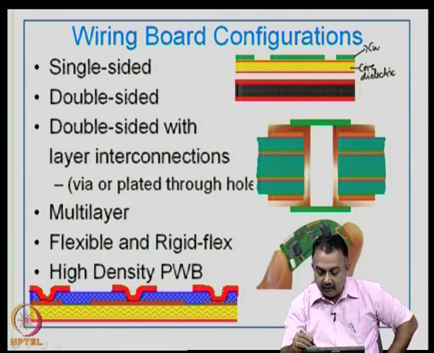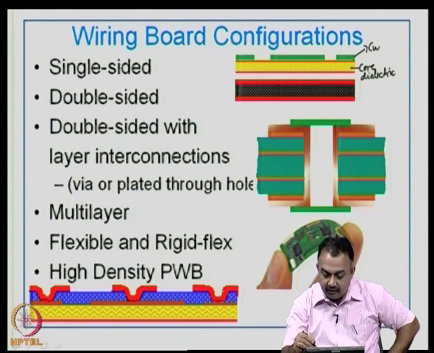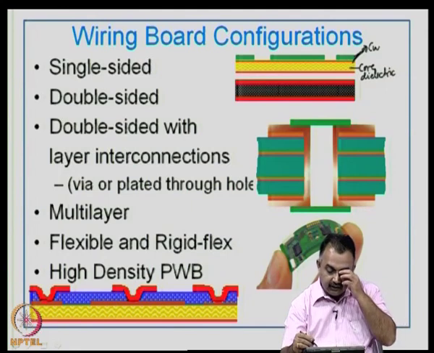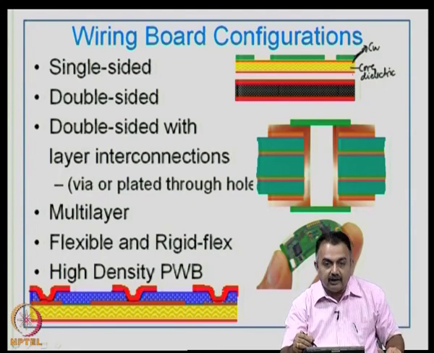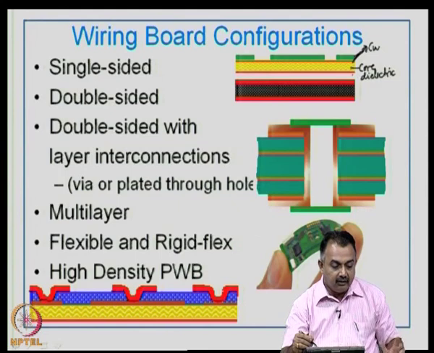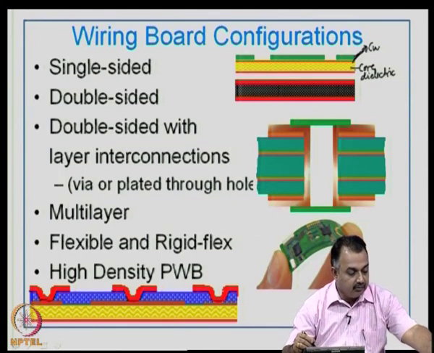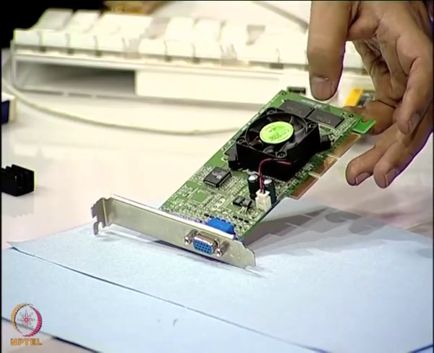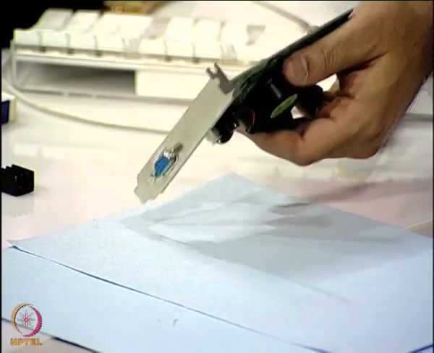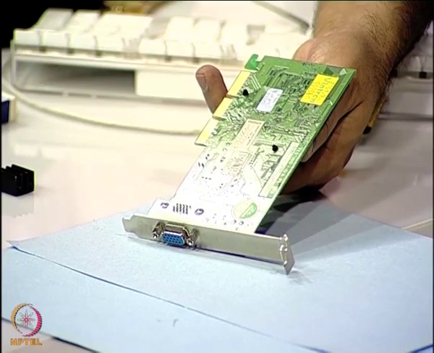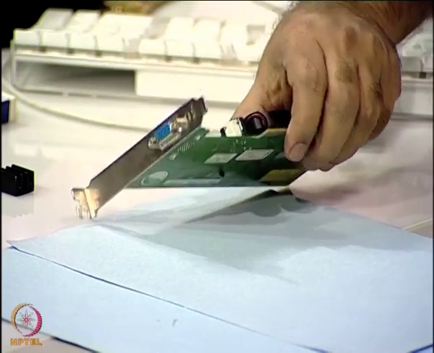okay, and this is the copper here that you see, and you can see that on the other side there is no copper. So, typically in this case this is a single sided board. The assembly is done on one side, on the other side there is no assembly done. Okay. So, this is a single sided board.